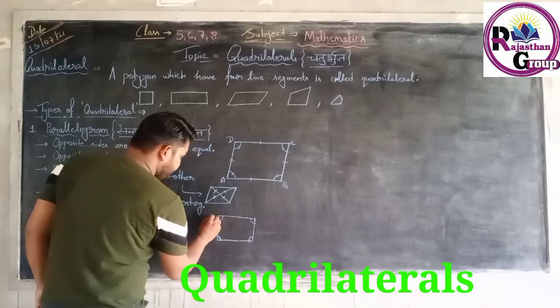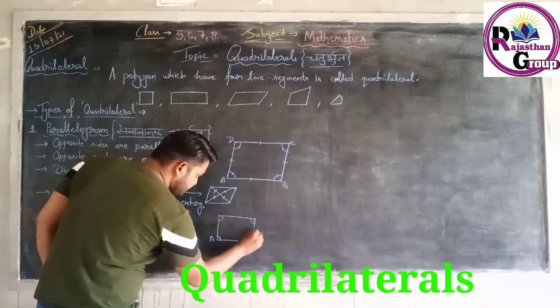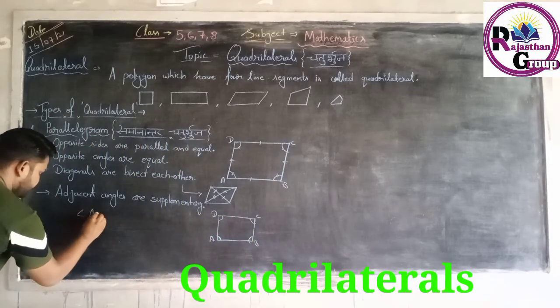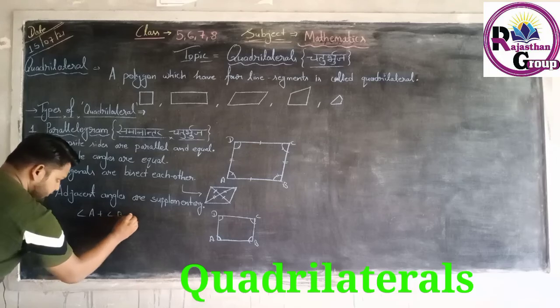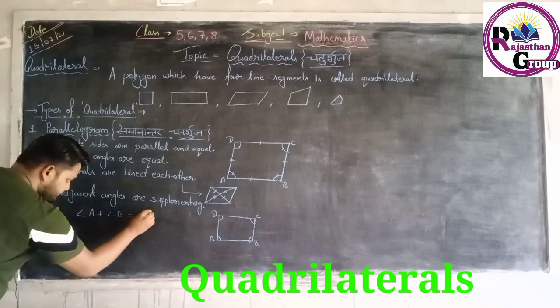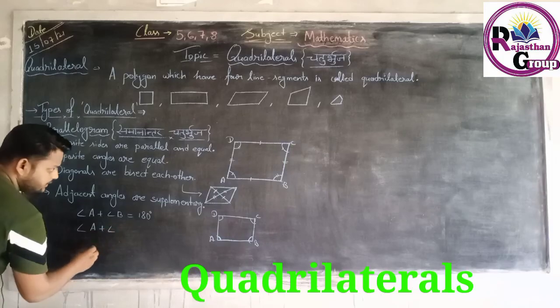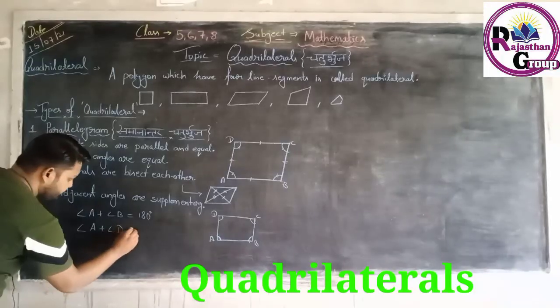You can write the names A, B, C and D. Then angle A plus angle B equals 180, according to this. Angle A plus angle B equals 180.